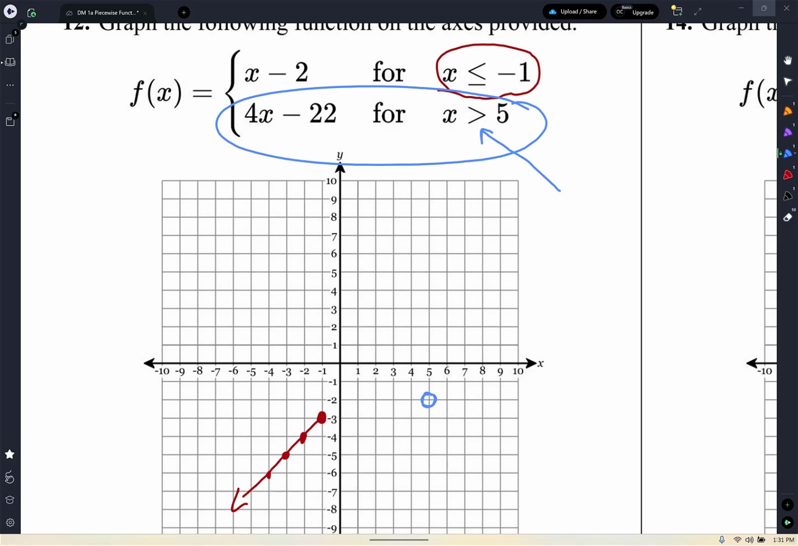Start at that open circle. Go up 4, right 1, because you're going uphill. 1, 2, 3, 4, right 1. So you're at 6, 2. 1, 2, 3, 4, right 1. So you're at 7, 6. And that's enough to get this line here. And there it is, guys. You just graphed a piecewise function.